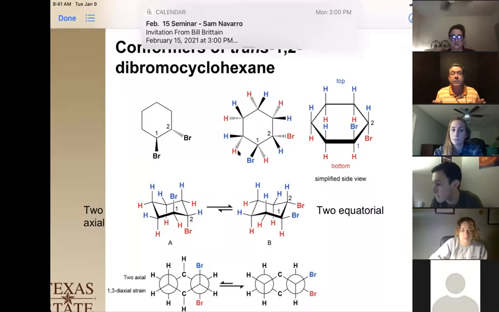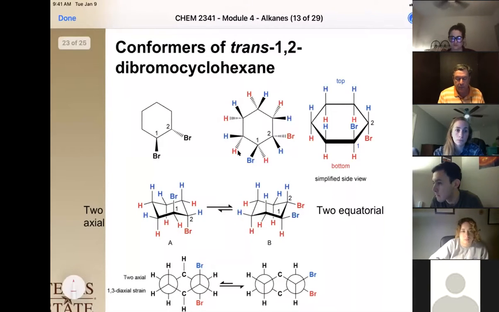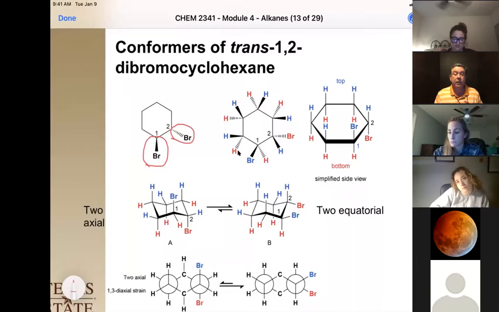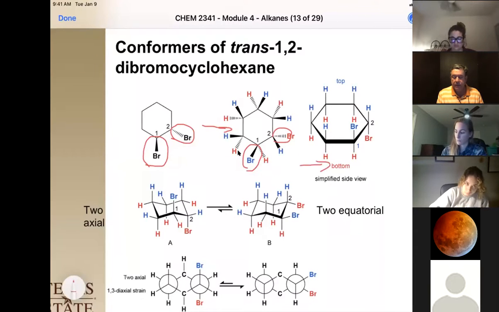In this particular conformer, remember our solid wedges come out of the page at us, and our dash wedge goes down below. So we need to convert that into one of our chair configurations. We can either go by this direction where we put the bromine up and the bromine down, and then convert it to this other figure. What I like to do is convert it directly to the chair configuration.